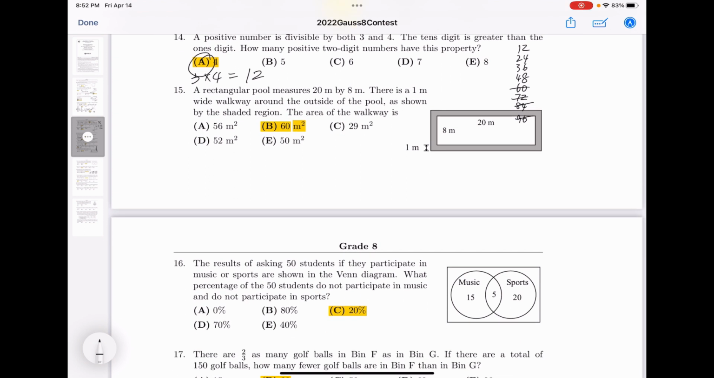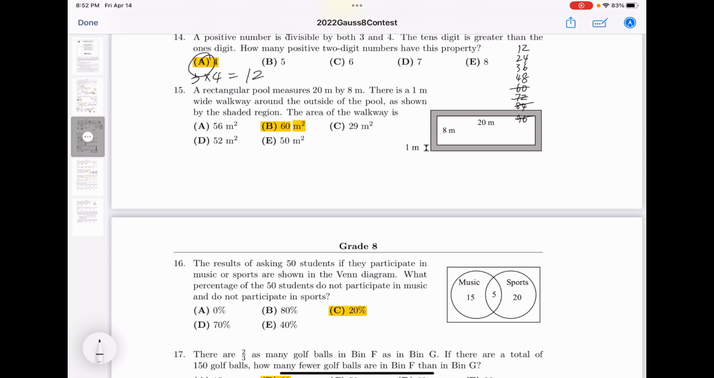Number 15, a rectangular pool measures 20 meters by 8 meters. There is a 1 meter wide walkway around the outside of the pool. As shown by the shaded region, the area of the walkway is what?